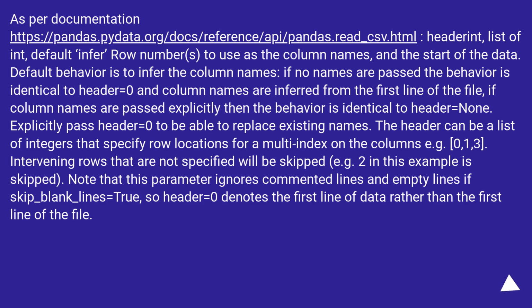The header can be a list of integers that specify row locations for a multi-index on the columns, for example 0, 1, 3. Intervening rows that are not specified will be skipped, for example 2 in this example is skipped. Note that this parameter ignores commented lines and empty lines if skip_blank_lines equals true, so header equals 0 denotes the first line of data rather than the first line of the file.